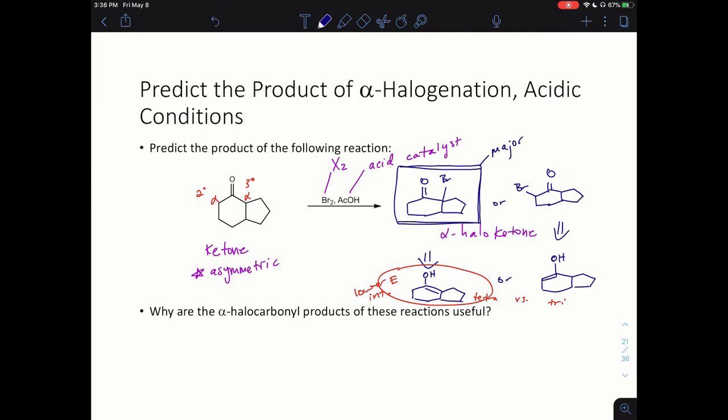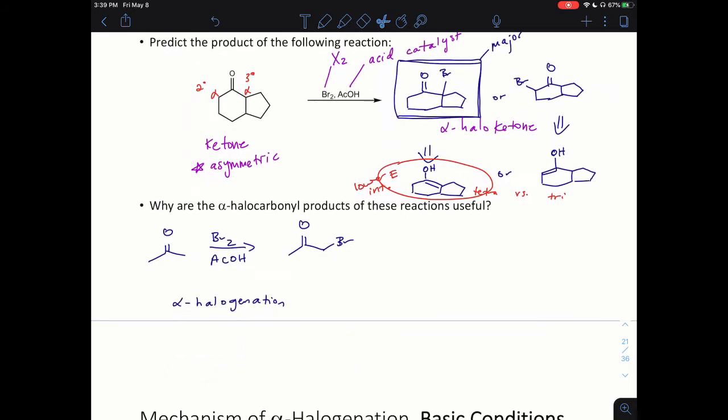Now, this reaction seems interesting. It might seem random. I don't know how it seems to you, but I will tell you, these compounds are very, very useful. So let's imagine that we just took acetone. Let's make it simple for a second. And we treated it with bromine, with an acid around. So we would have our alpha halogenation, which means you're installing a halogen on the alpha carbon, and this is happening to form this alpha haloketone.